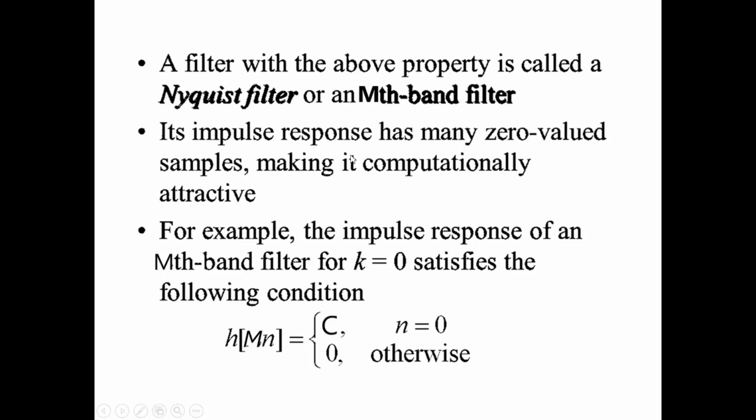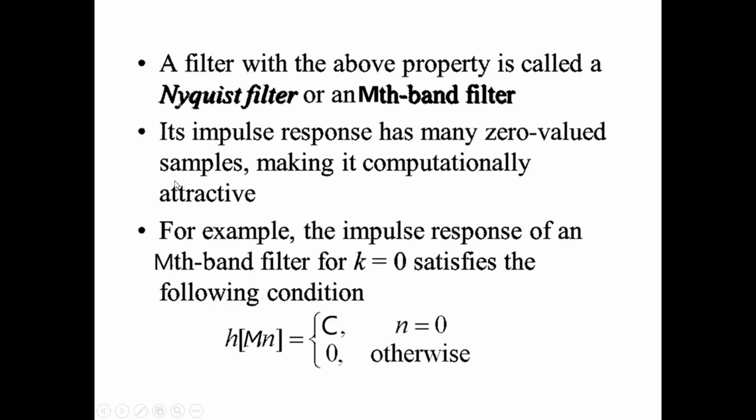Important thing is that its impulse response has many zero valued samples, and the advantage is that we get a computational advantage out of that, because if many samples are zeros, then the multiplication will yield zero values. This makes it computationally very attractive, because once the input is multiplied with the zero impulse response, we get zero. So computationally, it is a very attractive scenario to have many zeros in the impulse response.